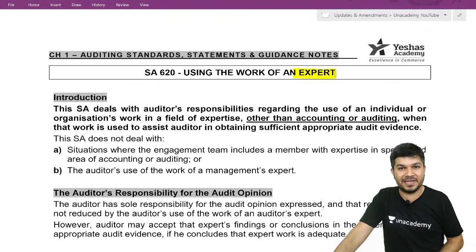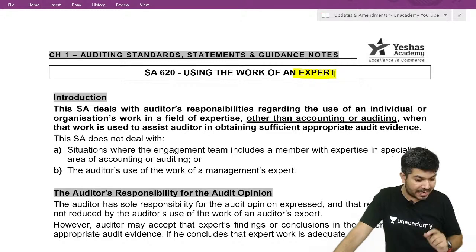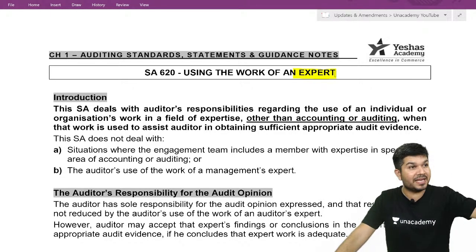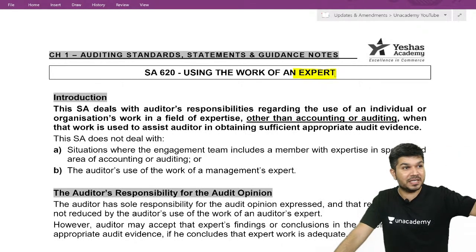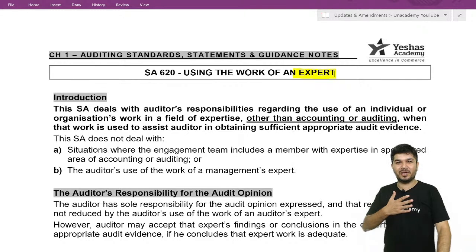While preparing financial statements, for making provision for gratuity, management takes the help of an actuary. So that actuary is a management expert, helping management in preparing financials. Now tell me, while doing audit, pay attention.